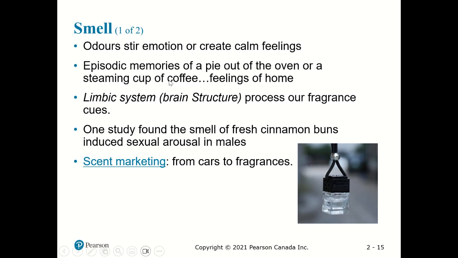Smell and odor stir emotions or create calm feelings. Episodic memories of a pie out of the oven or a steaming cup of coffee, a feeling of home. The limbic system, like the brain, the left side and the right side of the brain, processes our fragrances. When we have some very good fragrance, we use a perfume or a deodorant. Most of the people use it.